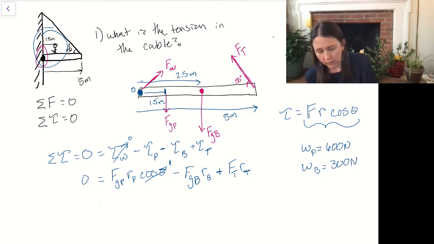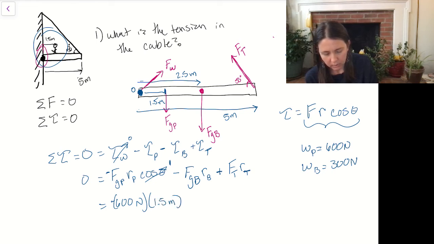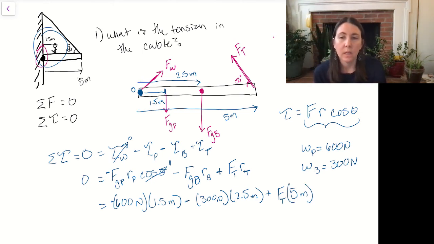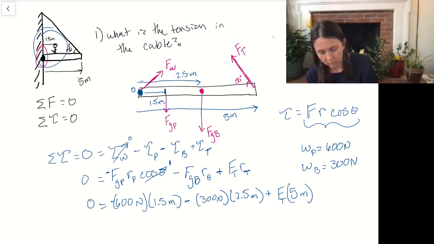So here I get 600 newtons negative times 1.5 meters minus 300 newtons times 2.5 meters plus whatever that force of tension is times the radius, which is 5 meters. When I do the math on this, just multiply and then add over and divide, the force of tension is going to be 413 newtons.